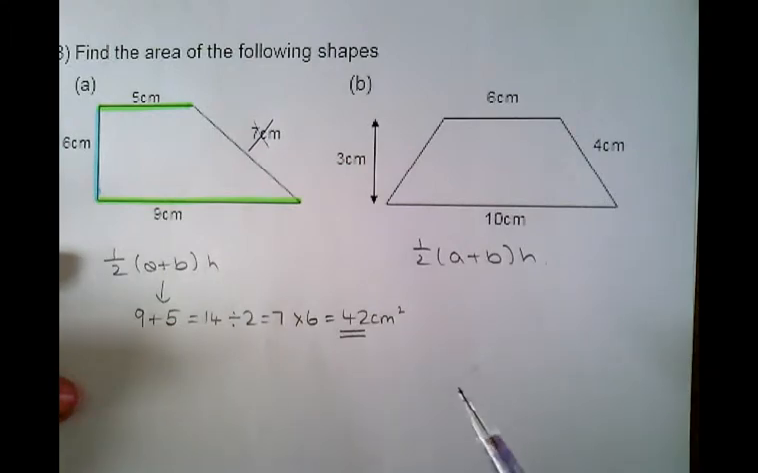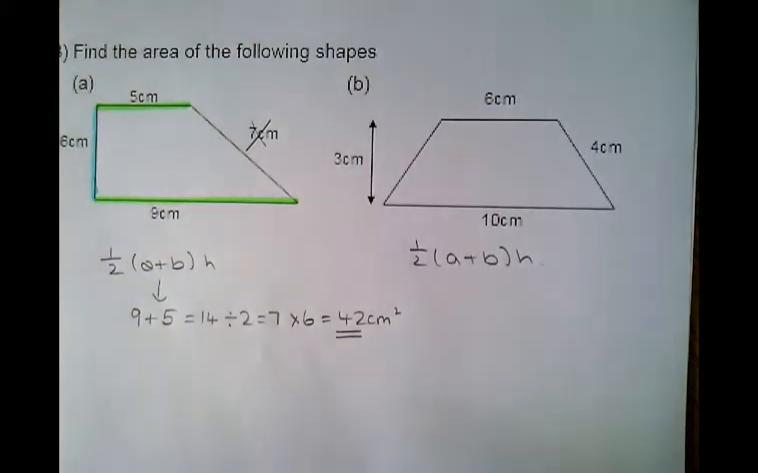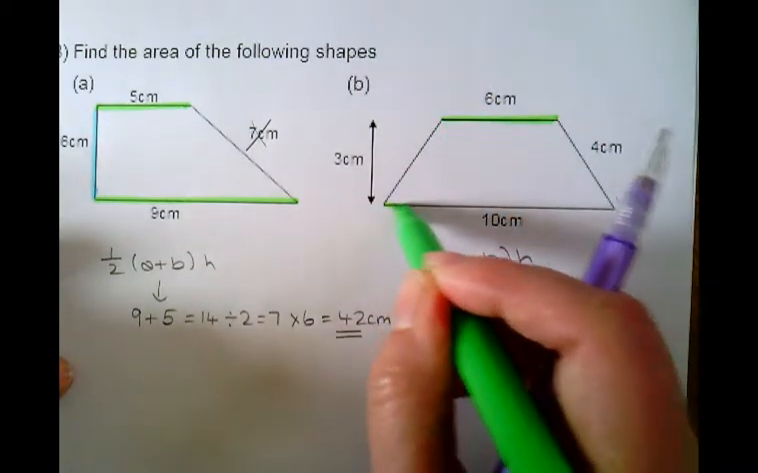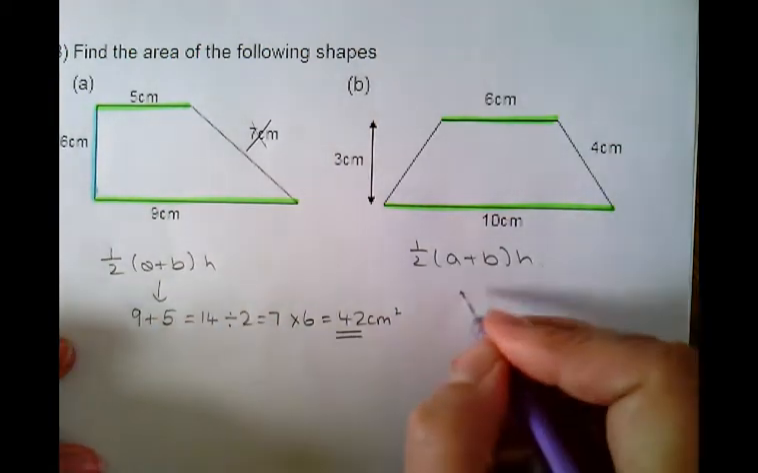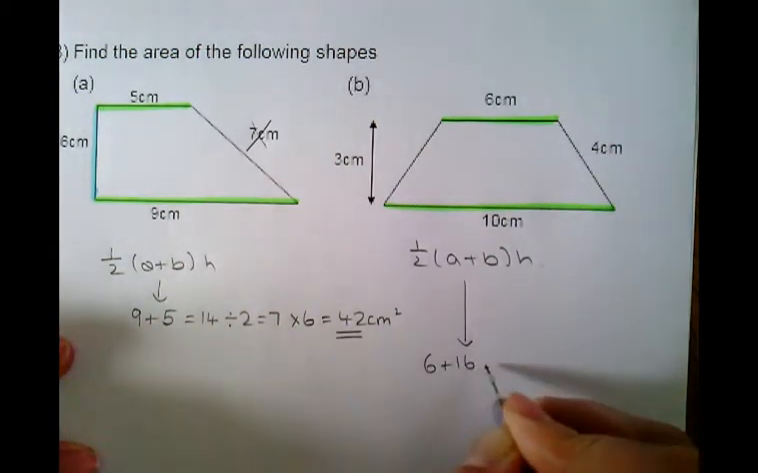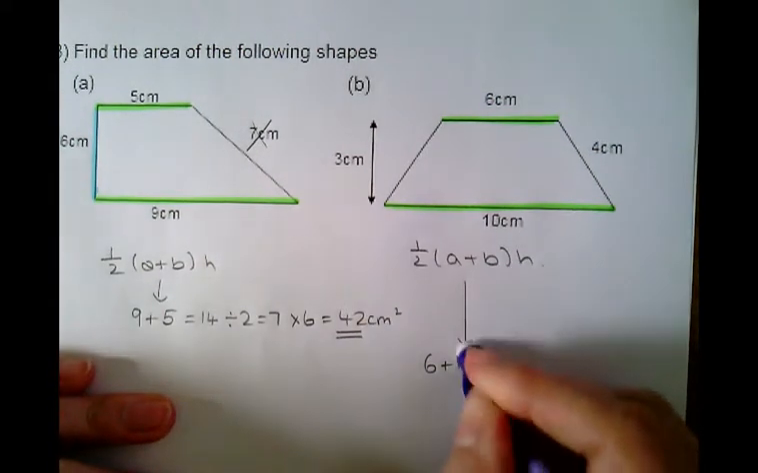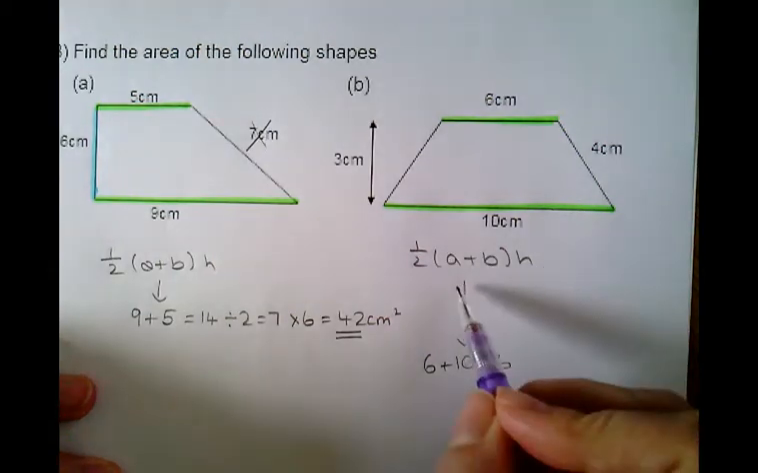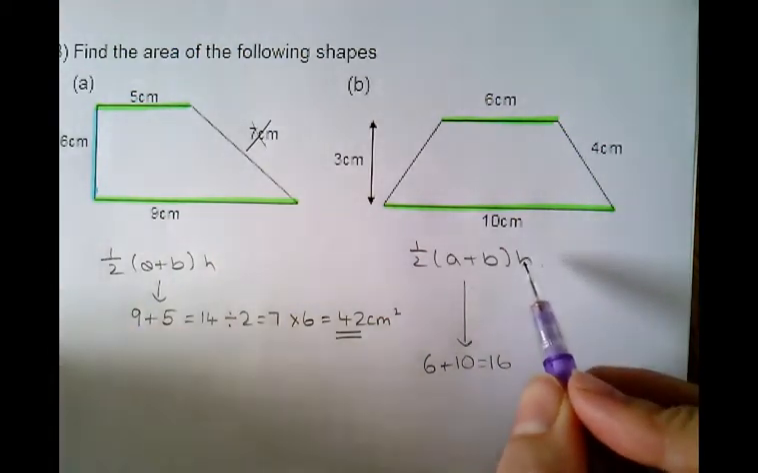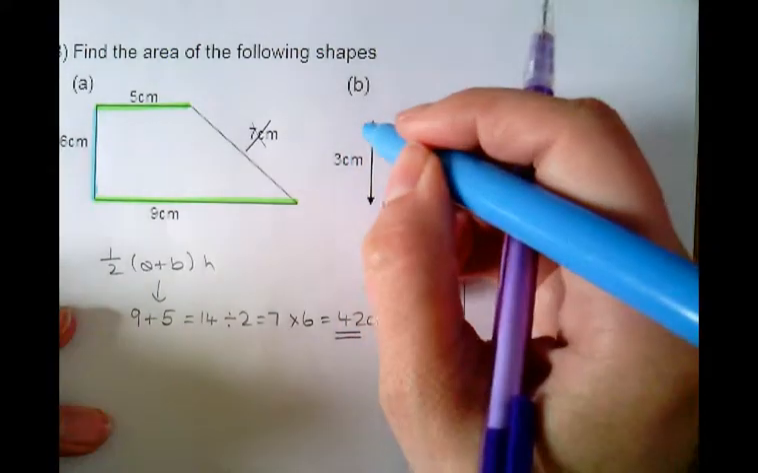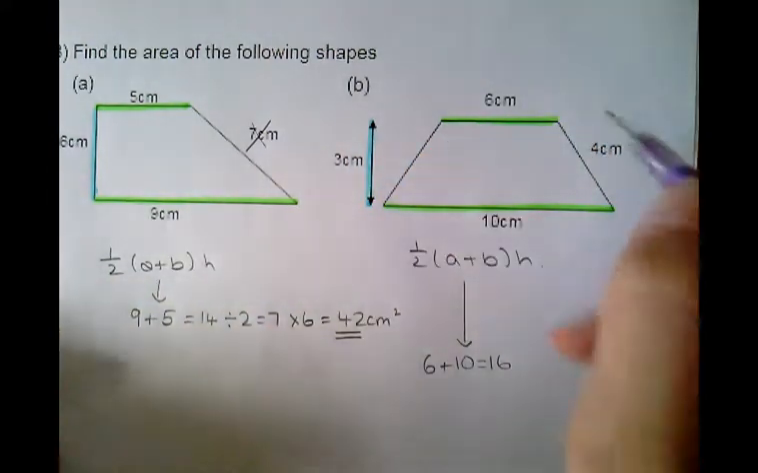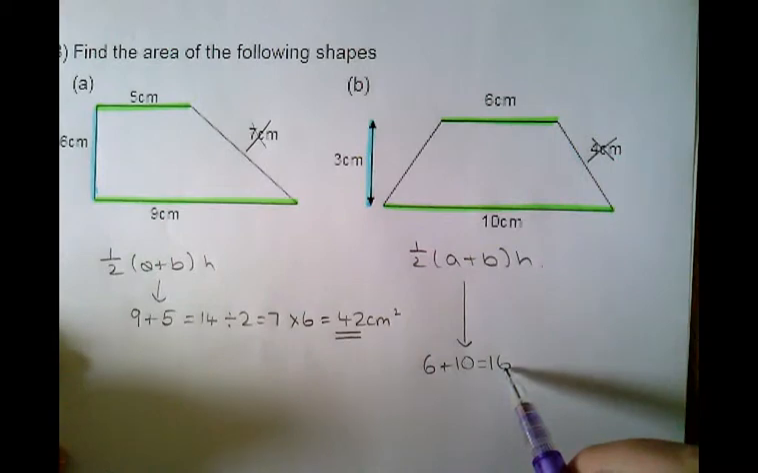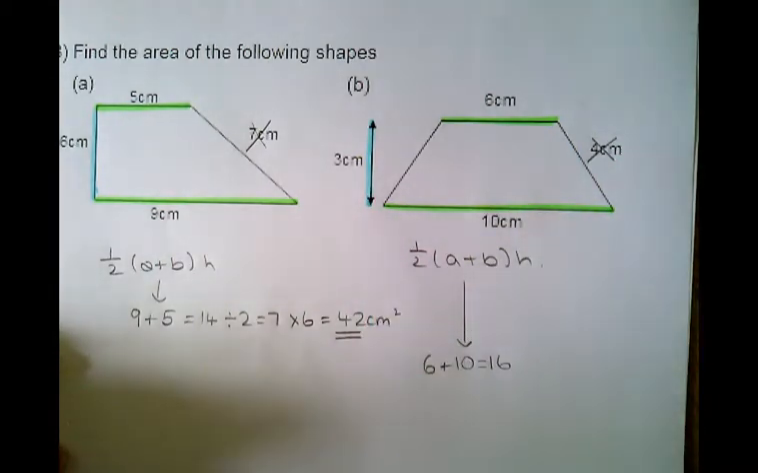Part B then, the same kind of idea, so another trapezium. So you need to add the parallel sides first of all, so that would be adding the 6 and the 10. So 6 add 10 gets you 16. And then you need to work out which height is the one that you're going to use. So you're wanting the perpendicular one, so that would be the 3 that you use then, not the slanty 4. So you either do 16 times 3 and then half it, or half the 16 first and then times it by 3, whichever way you find easier.